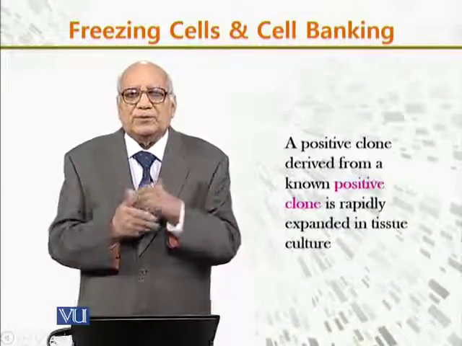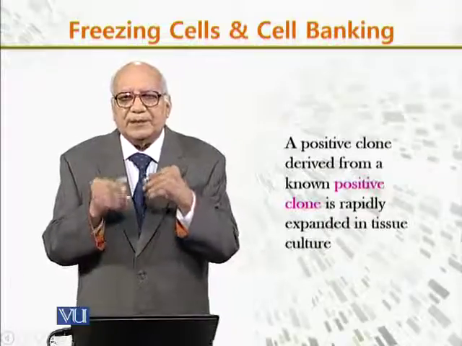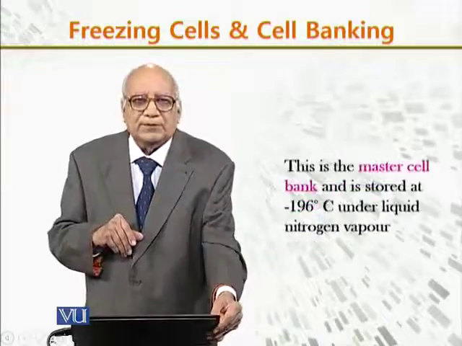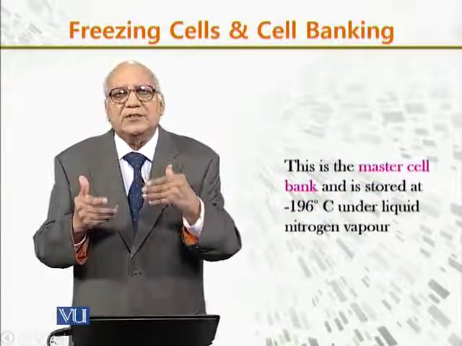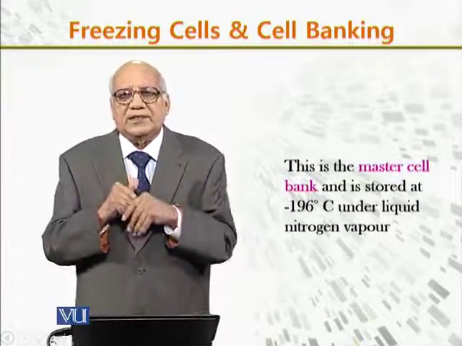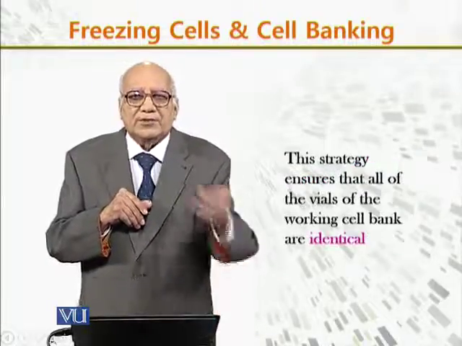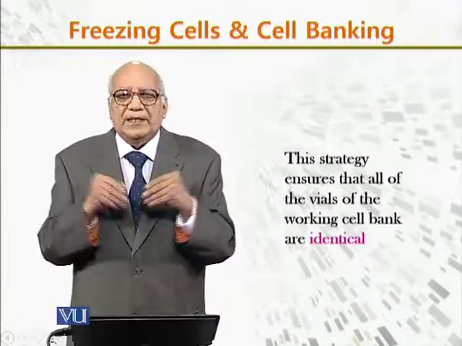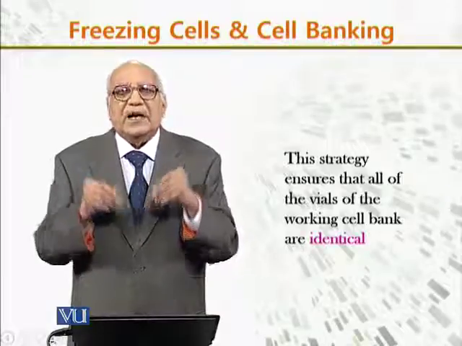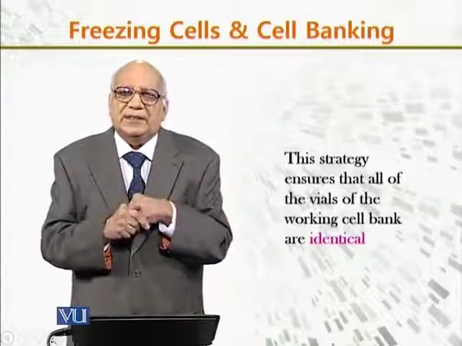A positive clone, derived from a known positive clone, is rapidly expanded in tissue culture and can be kept for a long time. This is called a master cell bank and is stored at minus 196 degrees under liquid nitrogen vapors. This strategy of cell banking ensures that all of the vials of the working cell bank are identical and can be used for further experimentation in the biological field.